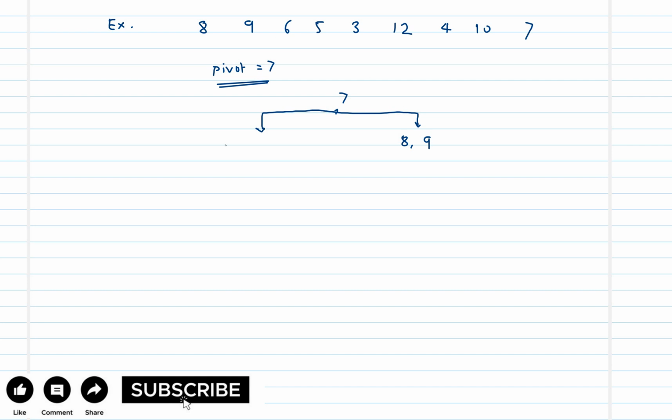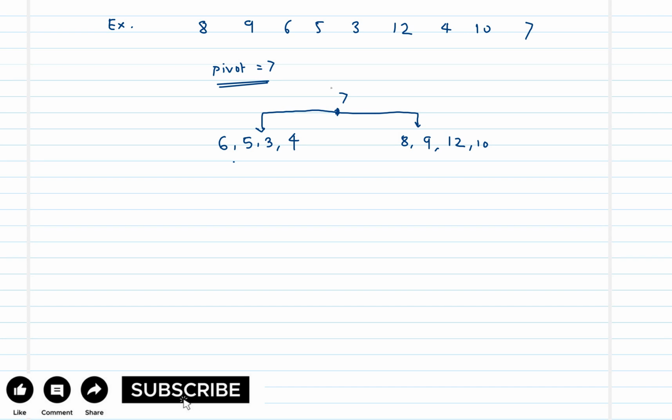Is 6 less than 7? Yes, so 6 will fall here. Is 5 less than 7? Yes, so 5 will go here. Is 3 less than 7? Yes, then 3 will go here. Is 12 less than 7? No, 12 is greater than 7, so 12 goes here. Then 4 is less than 7. Then 10 is greater than 7, and 7 is already our pivot. So you can see that as we chose 7 as the pivot, we divided the array of size 9 into two equal arrays of size 4. The pivot element saves some of the time.